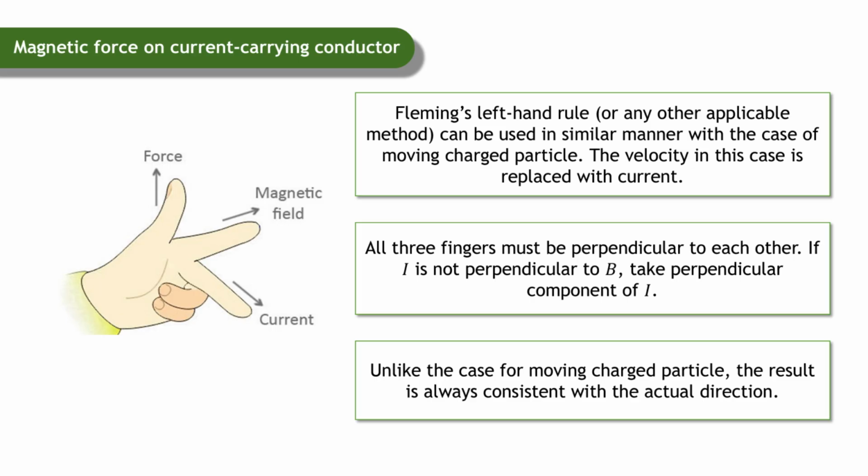You can determine the direction using Fleming's left-hand rule by replacing the velocity finger with the direction of the current. A key advantage here is that, unlike the case for single moving charges, the result is always consistent with the actual direction of the force.